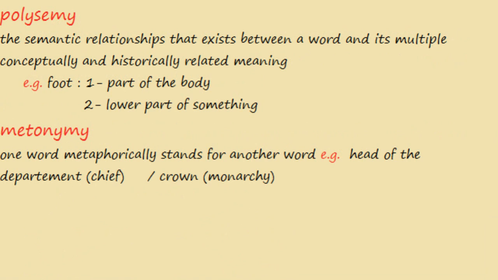For example, the word foot. This is a little bit complicated. For example, the word foot. It can be part of the body, right? It can be the lower part of something, because the foot in general for the human being is situated in the lower part. So it implies the meaning the lower part of something. This is what we mean by polysemy.